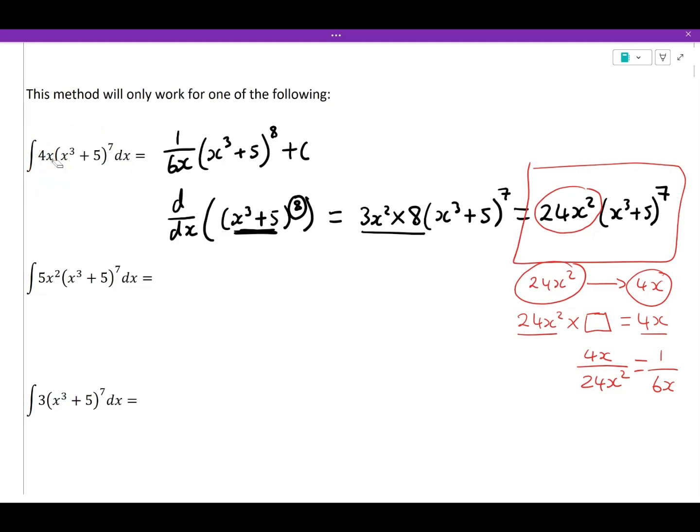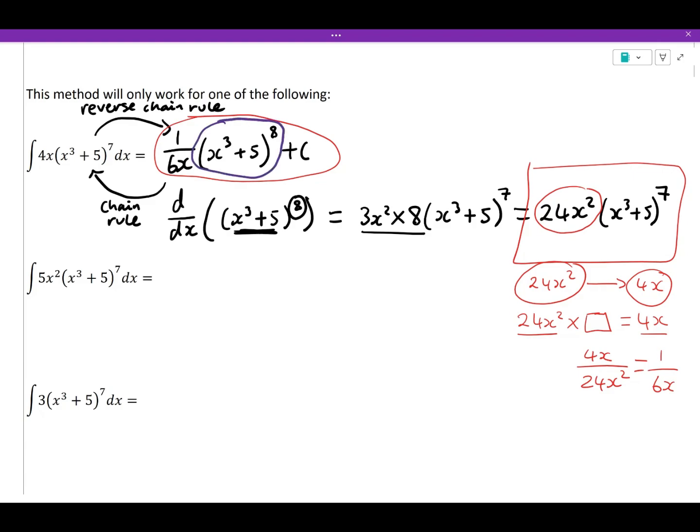Now let's have a think as to whether this answer makes sense given that we're using the reverse chain rule. If we're reversing the chain rule going this way, the idea is I should be able to differentiate my answer using the chain rule of differentiation to get back to my integral. However, that does not make sense. You would not use the chain rule to differentiate that expression, because we have a function of x inside our brackets being raised to a power, multiplied by another function of x out here, the 1 over 6x. Because of that, we'd have to use the product rule of differentiation.